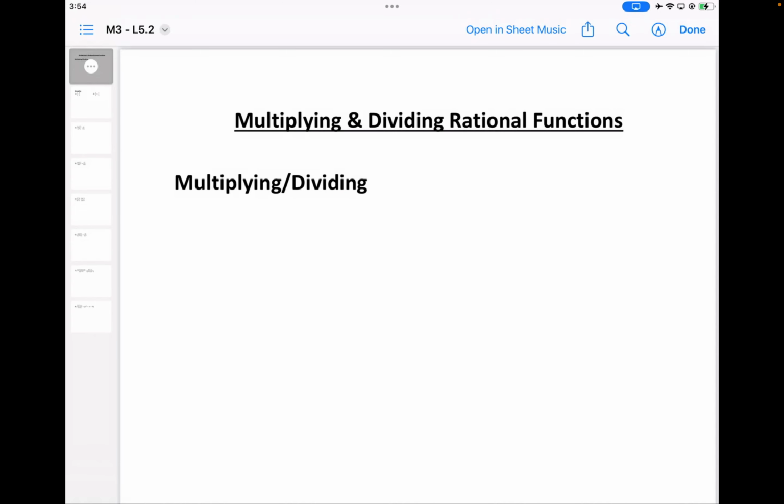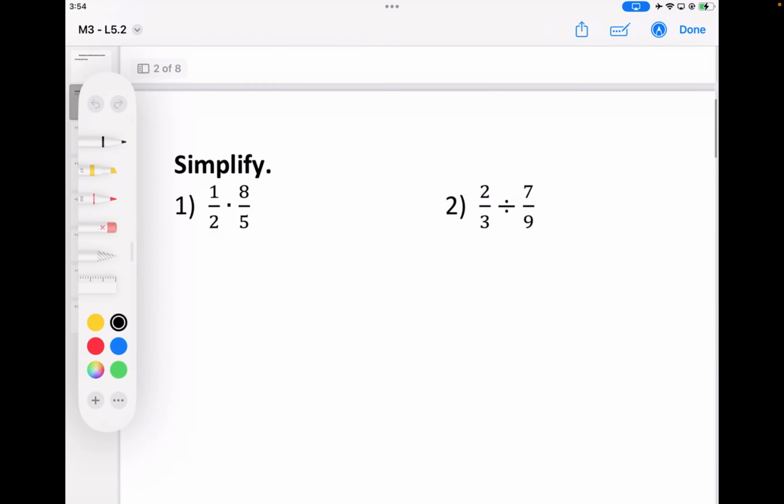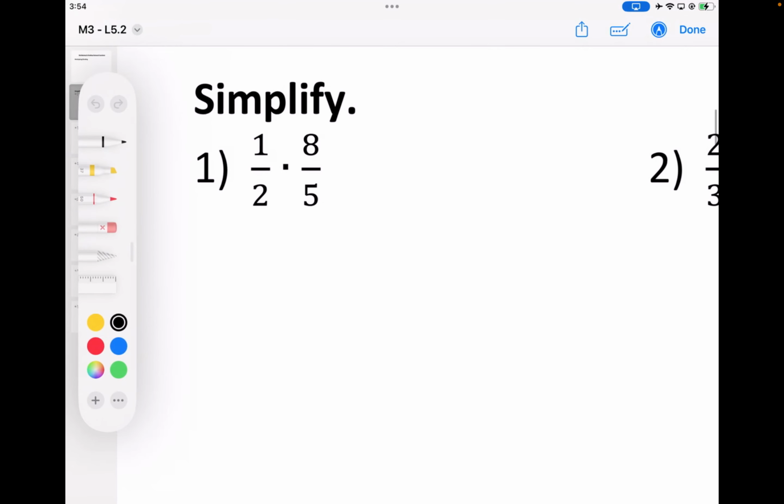Before I multiply and divide rational expressions, meaning fractions that have variables in them, I'm going to go ahead and show the process when you don't have variables involved. So going back to middle school math here. When you don't have a variable involved, let's start with number 1. All you need to do is just multiply straight across.